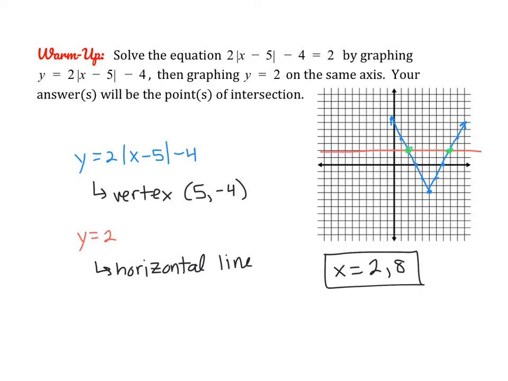to the left. And then y equals 2 is simply a horizontal line at y equals 2. And then wherever they are equal will be your answers for the x values. So we can see here they're equal when x is 2 and when x is 8. So we actually just solved an absolute value equation by graphing, but today we're really going to focus on how to solve it algebraically.